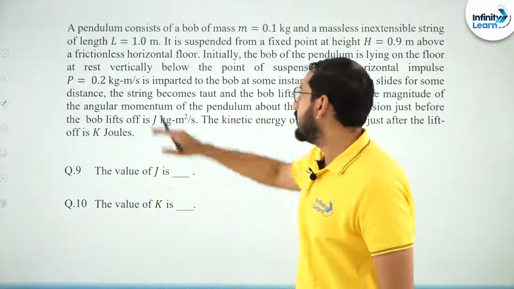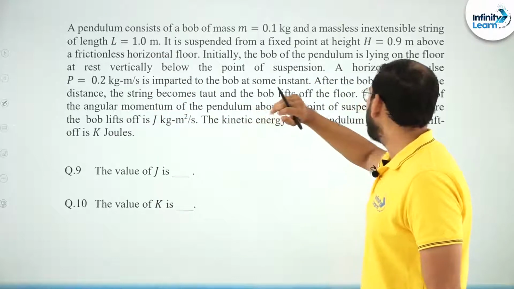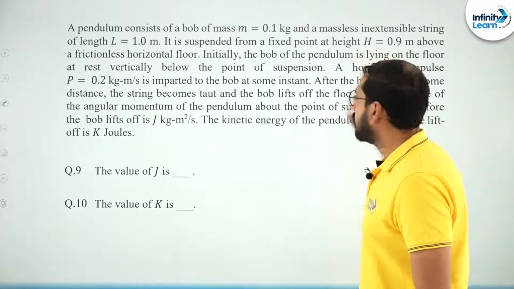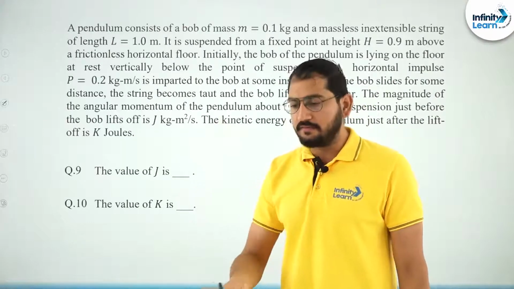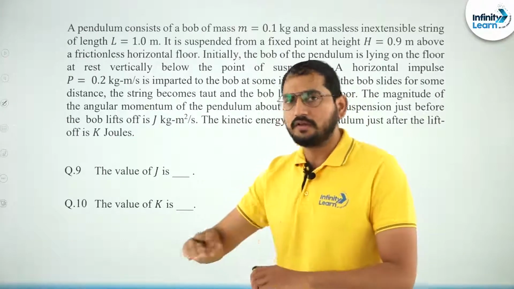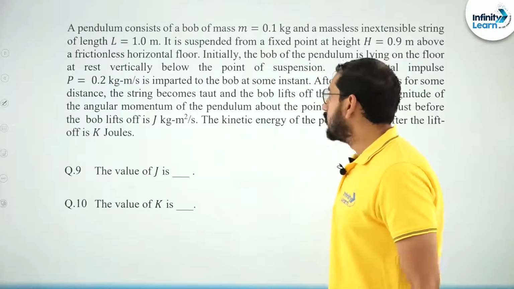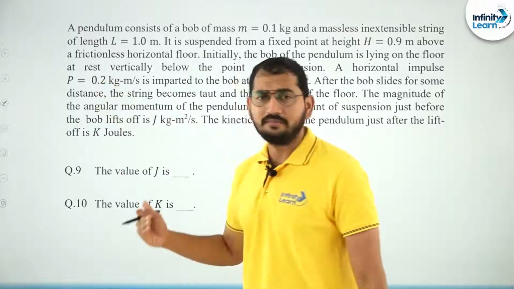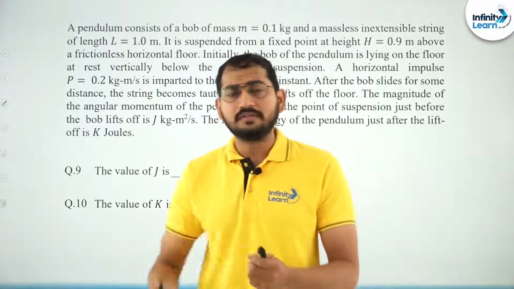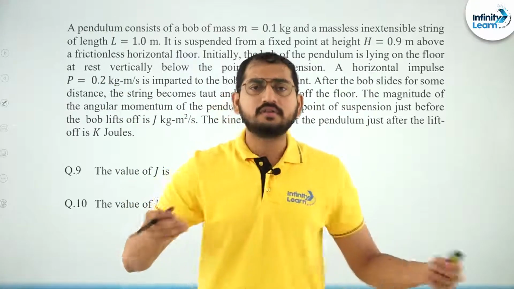The length is given as 1 meter and the distance between the floor and the ceiling is 0.9 meters. So obviously in the starting, some of the string will be loose and it will be on the ground only. Now a sudden impulse of 0.2 kg meter per second is imparted. Because of that, the string of the pendulum will try to stretch out.